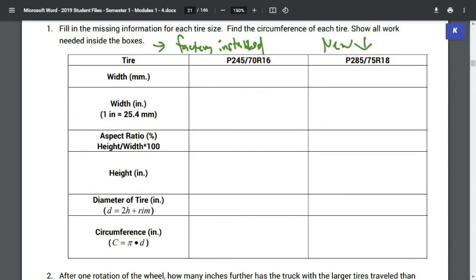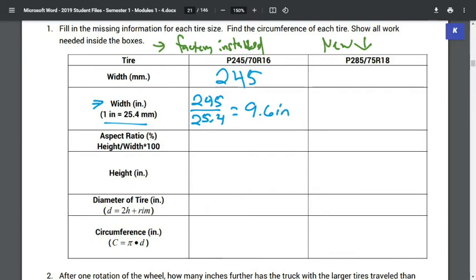With our width, that was something that was given to us. So that is going to be 245, so we don't have to do any kind of difficult math on that. Now it asks our width in inches and gives us our conversion. So if it's 245 millimeters, we are going to divide to figure out how many inches this will be. When we convert that over, that's going to be 9.6 inches. We're just going to round right there.